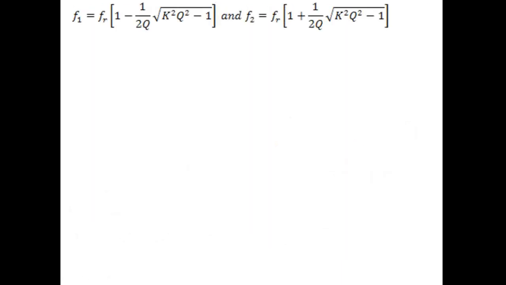Now from the formula we have written, you try to calculate the lower cutoff frequency and the upper cutoff frequency, f1 and f2. f1 is equal to fr into 1 minus 1 by 2q square root of k square q square minus 1, and f2 is equal to 1 plus. This is the difference we need to identify. In case of the lower cutoff frequency, this is 1 minus. In case of the upper cutoff frequency, this is 1 plus.